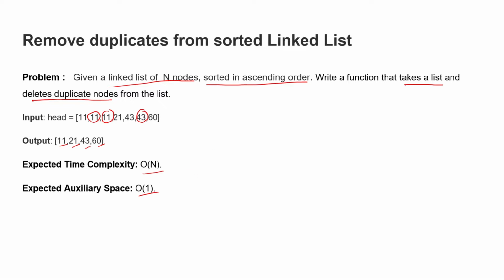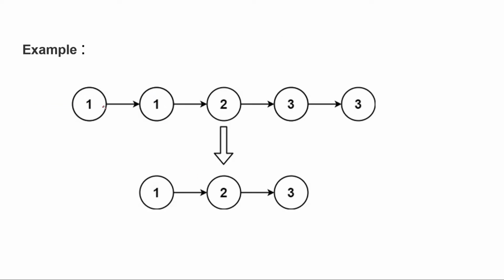We will see another example. Here we have linked list 1. Inside this linked list, 1 is duplicate, then 2 is singular, and again 3 is a duplicate element. We have to remove the duplicates. In our output you can see 1, 2 and 3. This is our final linked list after removing the duplicate elements.